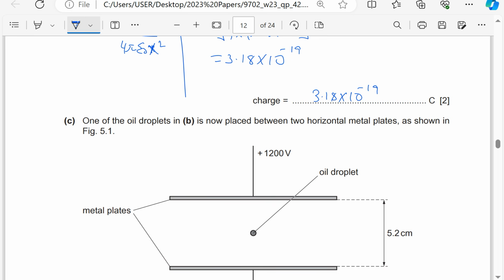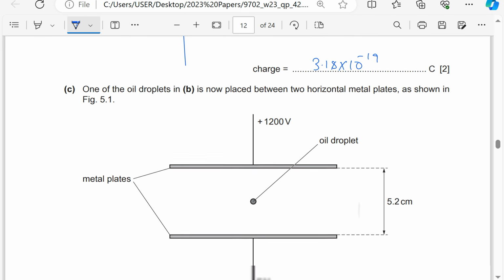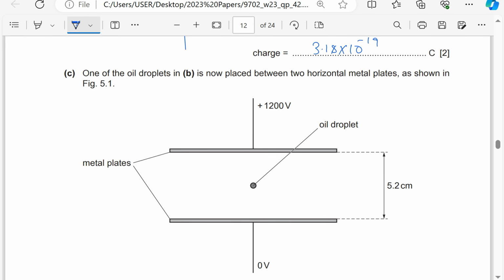One of the oil droplets in B is now placed between two horizontal microplates. First of all, this is at a high potential, this is at lower potential, and the weight is acting vertically downwards, mg. To balance this, there must be an electric force which must be vertically upwards. And if up is positive, then this charge must be negative for the force to be vertically upwards.